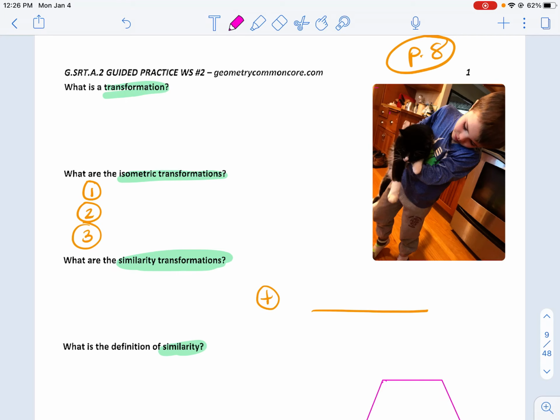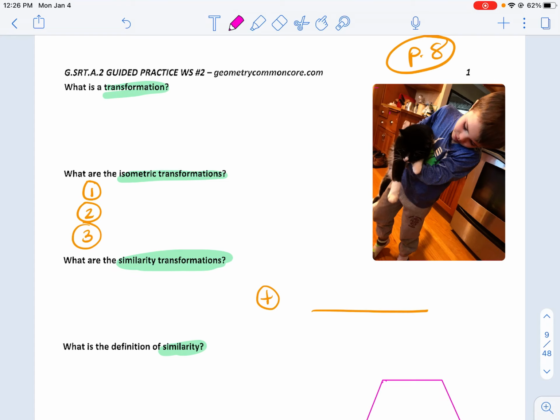But we are on page 8 today, and you will not find a picture of my son Charlie and cat Alvin in this packet on page 8, but I'm going to use that to talk about a little bit.